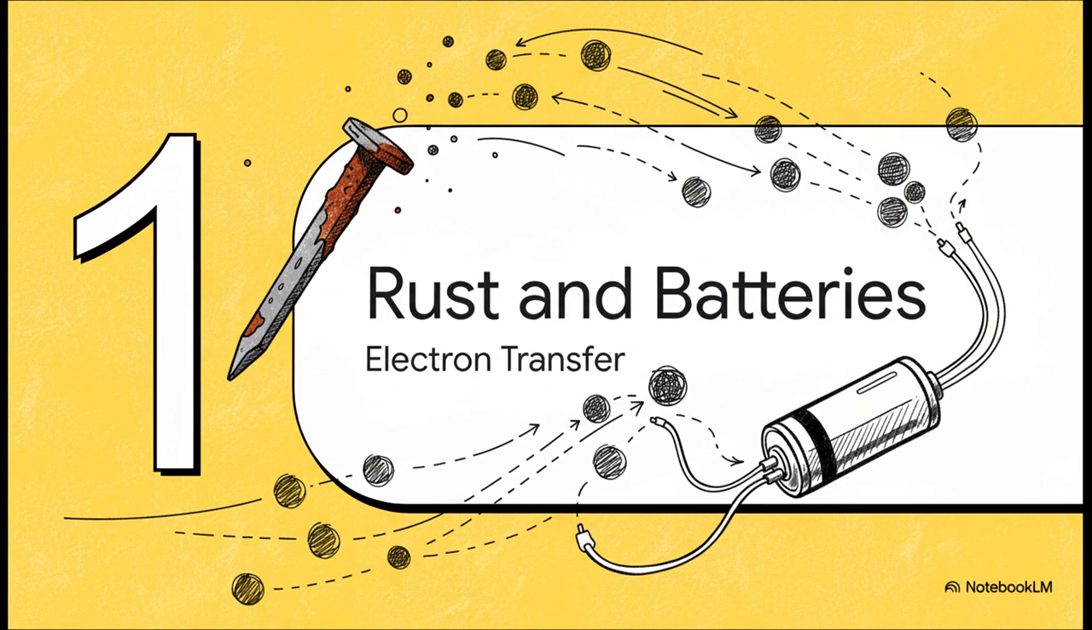So here's the big secret. The connection between rust and your phone's battery, it all comes down to one thing, an invisible transfer of these teeny tiny particles called electrons. It's the exact same process, just happening at totally different speeds. One releases energy super slowly as heat, the other does it really fast, giving you electricity.